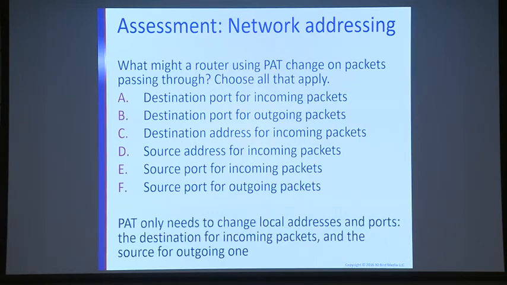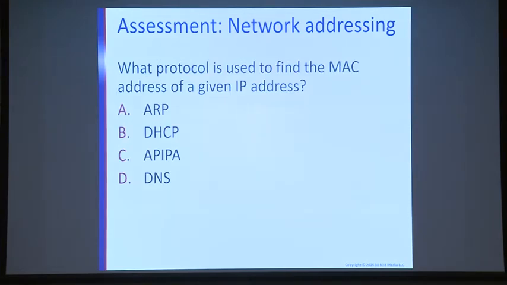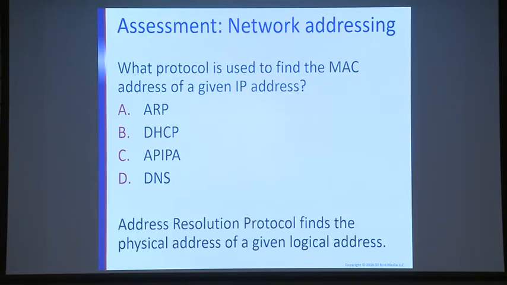So we only need to change the local addresses and ports. So the destination for incoming packets, so that'll be A, and the source address for outgoing packets. So it's going to be A and F would be your two answers that they've got. What protocol is used to find the MAC address given an IP address? That's going to be ARP, Address Resolution Protocol.